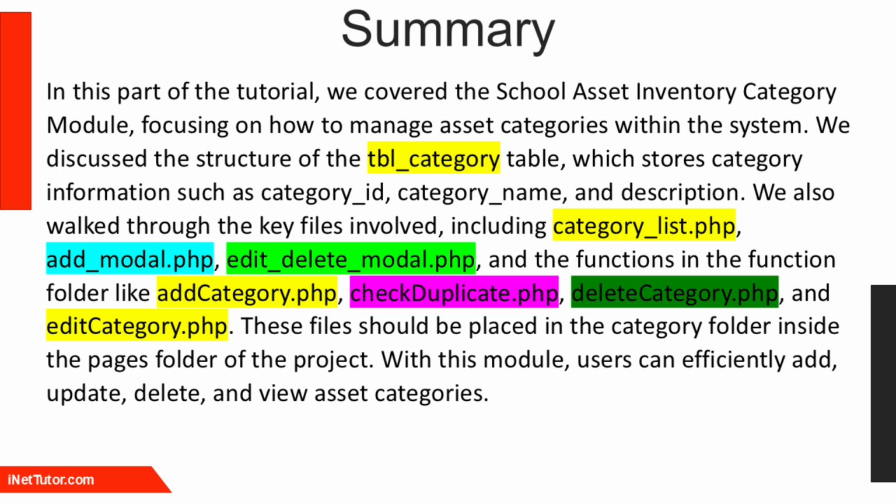edit_delete_modal.php, and the functions in the function folder like add_category.php, check_duplicate.php, delete_category.php, and edit_category.php. These files should be placed in the category folder inside the Pages folder of the project. With this module, users can efficiently add, update, delete, and view asset categories.